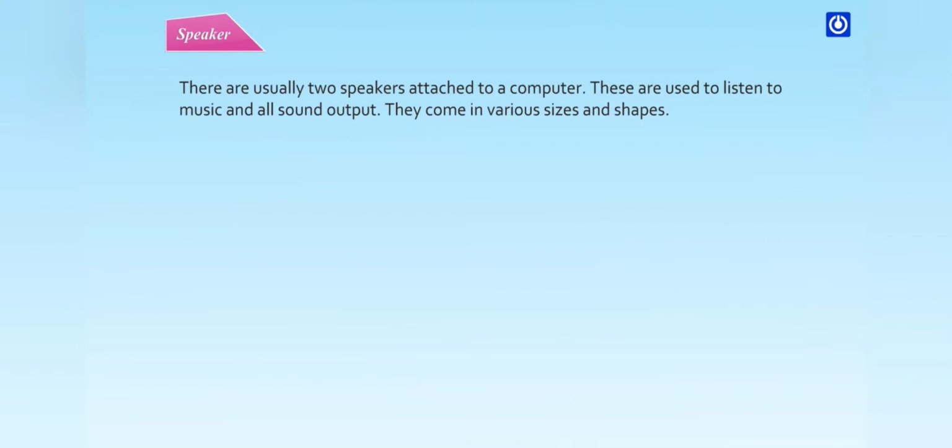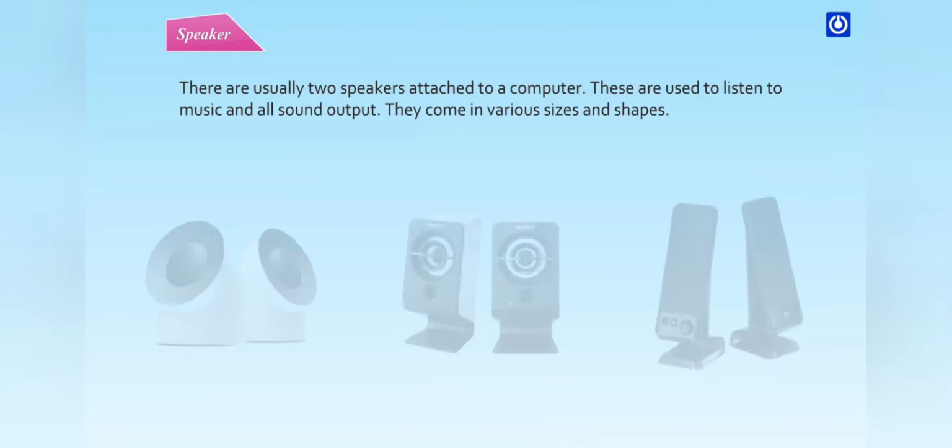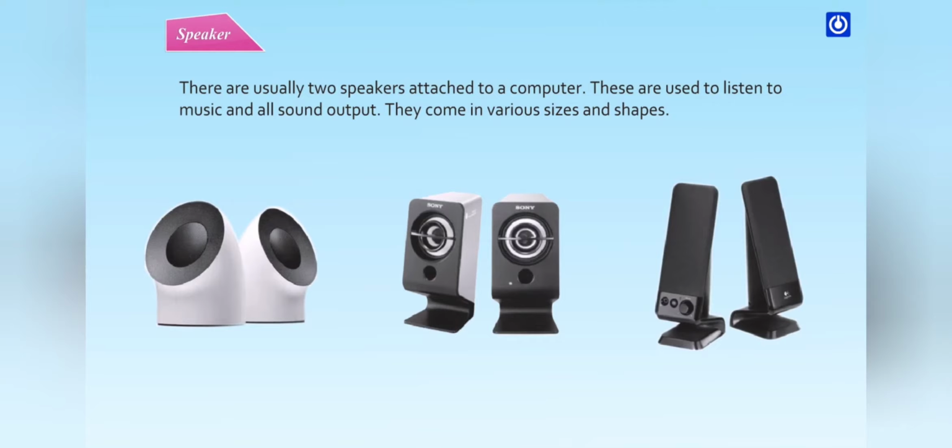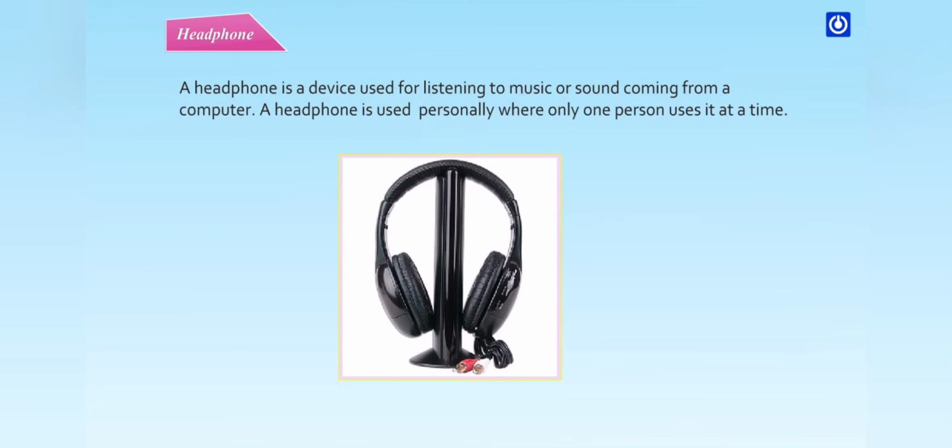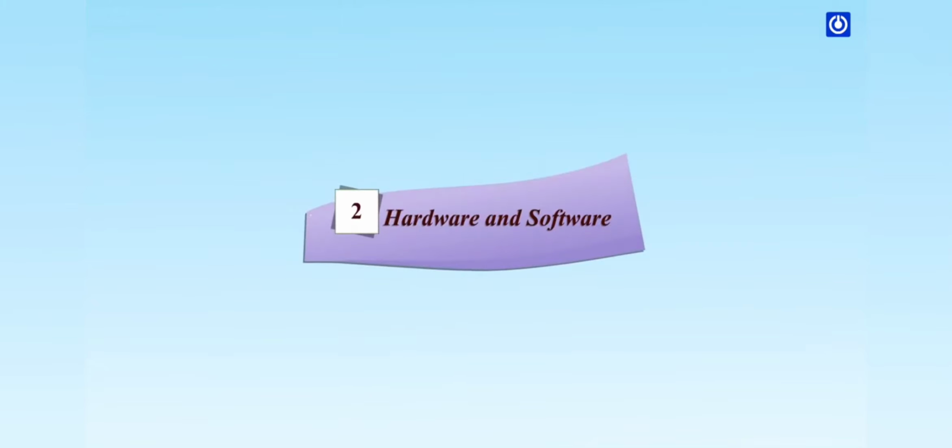Speaker. There are usually two speakers attached to a computer. These are used to listen to music and all sound output. They come in various sizes and shapes. Headphone. A headphone is a device used for listening to music or sound coming from a computer. A headphone is used personally.